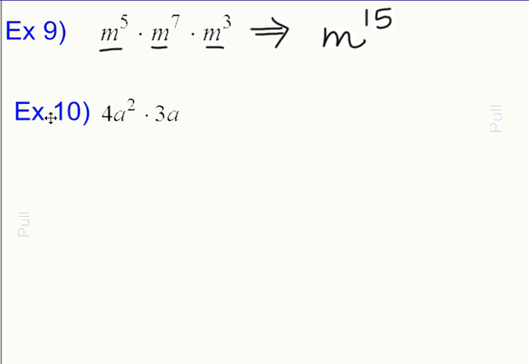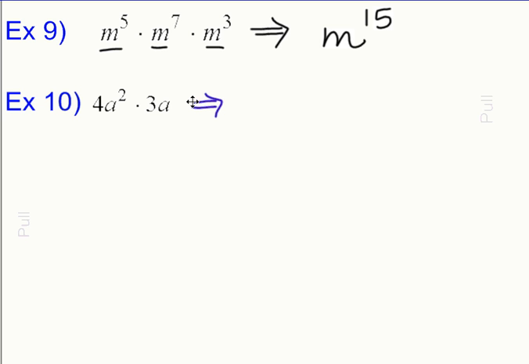Here I have another example, 4a squared times 3a. Now when we're looking at this example, we have to look at what goes together and what's really happening. If I was to rewrite this, this is 4 times a squared times 3 times a. And what are the things that go together? Well, the 4 and the 3 go together because they're numbers and they're alike. So if I just did 4 times 3, I know that 4 times 3 is 12.